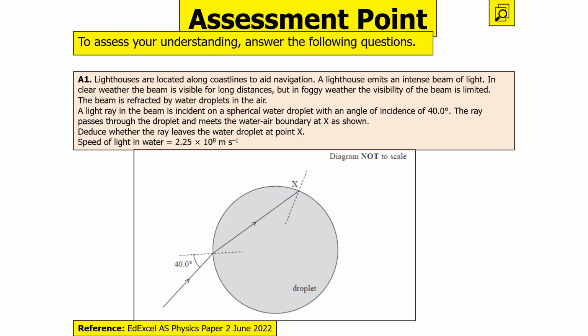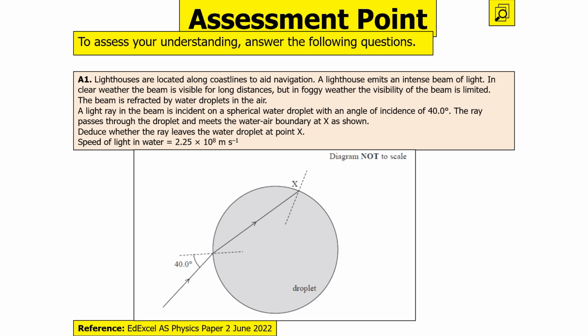Lighthouses are located along coastlines to aid navigation. A lighthouse emits an intense beam of light. In clear weather, the beam is visible for long distances, but in foggy weather, the visibility of the beam is limited. The beam is refracted by water droplets in the air.